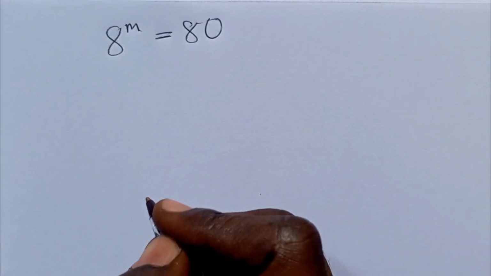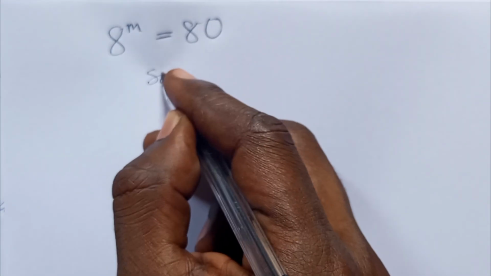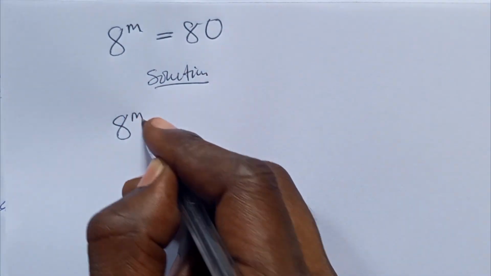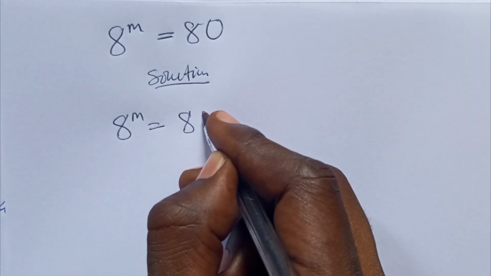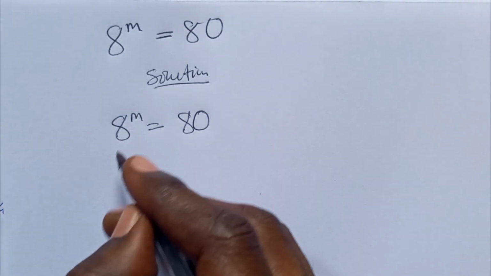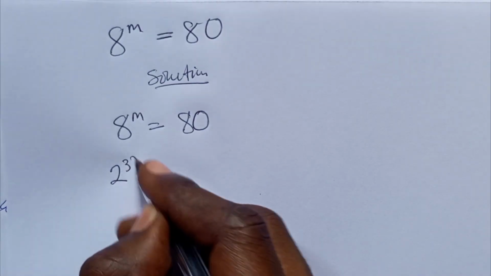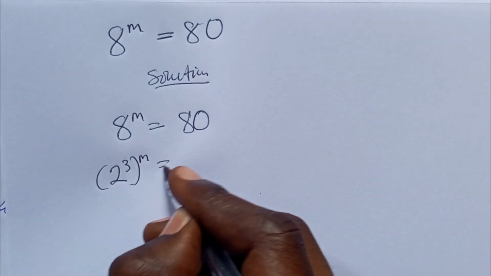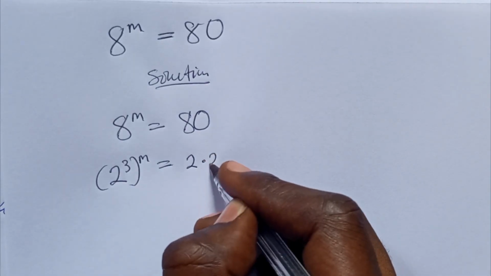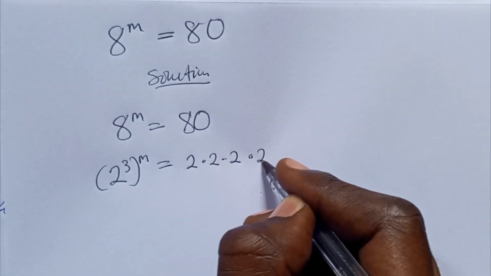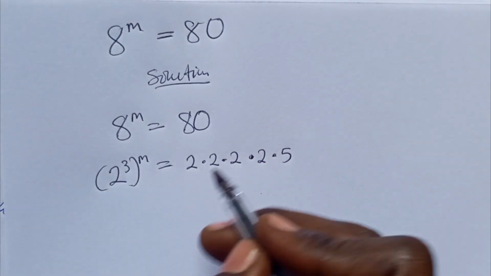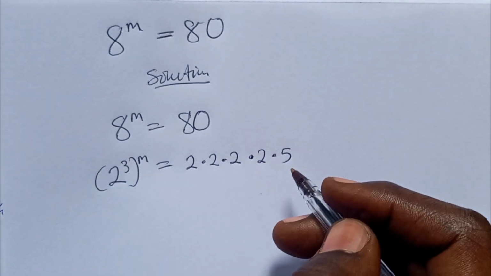This is the question we are going to be solving. The solution. Let's write down the question: a to the power of m, or 8 to the power of m, equals 80. So we know we can express this as 2 to the power of 3, all to the power of m, equals 80. This is the same thing as 2 times 2 times 2 times 2 times 5. So if you multiply, the whole of this is going to give us 80.